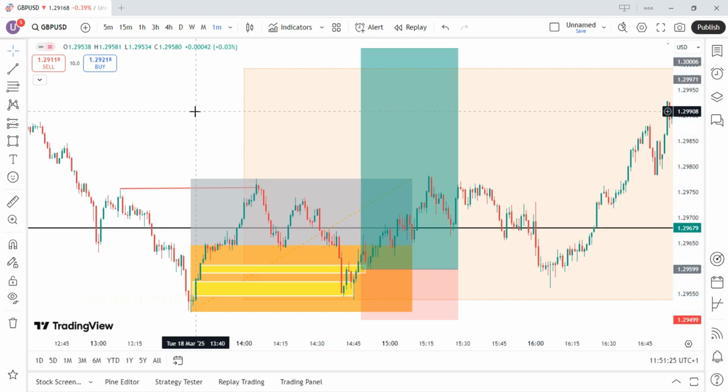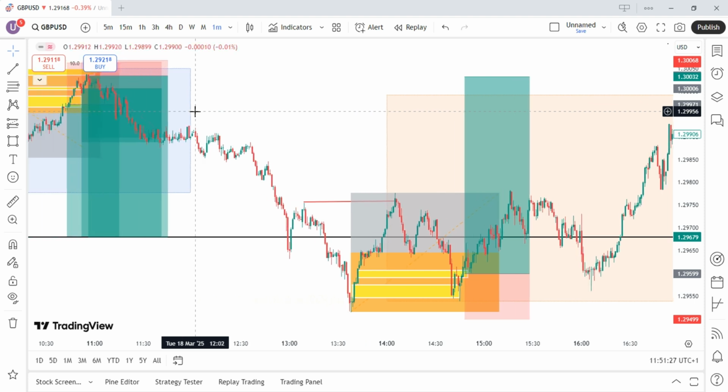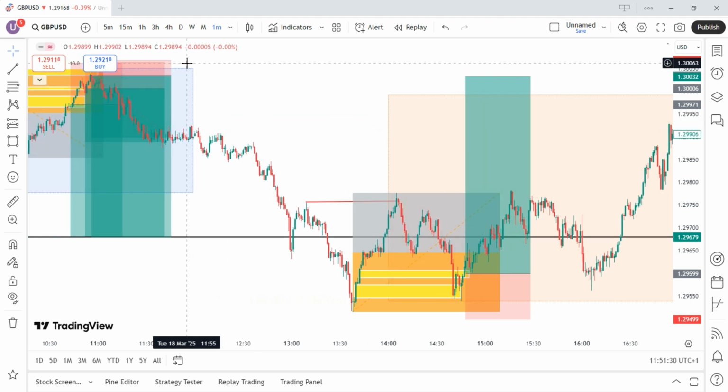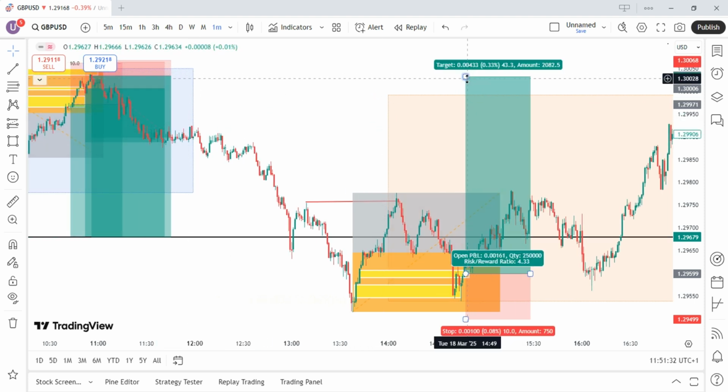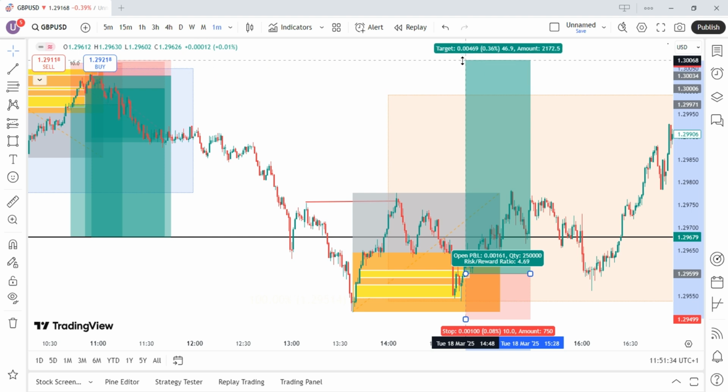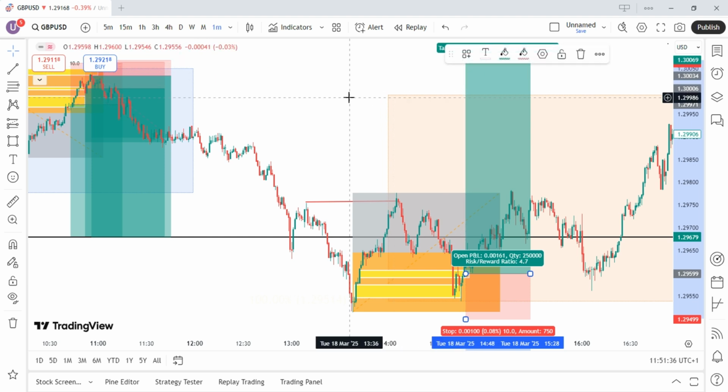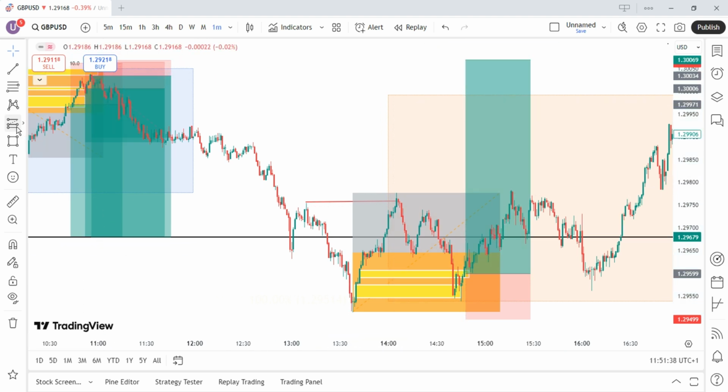Let me see. The previous high, which is somewhere here. This one will give us about 1:7. Then the second entry.